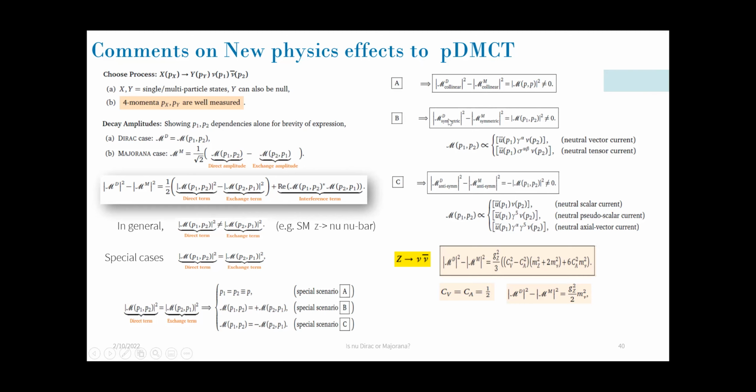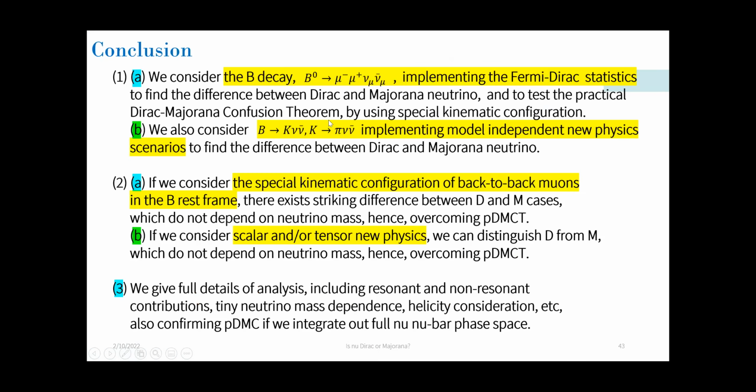Okay. Now this one, if I take the difference, in the symmetric case it is the Dirac case squared, in the anti-symmetric case minus the Dirac case. So this is actually quite different. Now, in the standard case, just the neutrino decay is actually non-zero. And if we calculate M_D minus M_M squared. Now I conclude that for B meson and K meson decays, implementing Fermi-Dirac statistics by using a very special kind of configuration, we can actually go back to the muon at rest frame, so that we can distinguish Dirac versus Majorana. And by using the new physics also, to K nu nu-bar, this is one example of independent new physics scenarios, we find that we can easily distinguish.